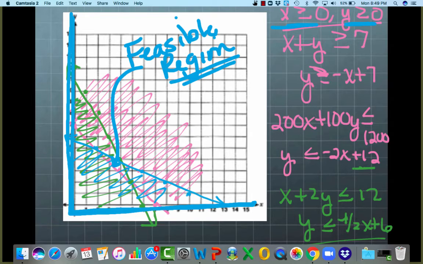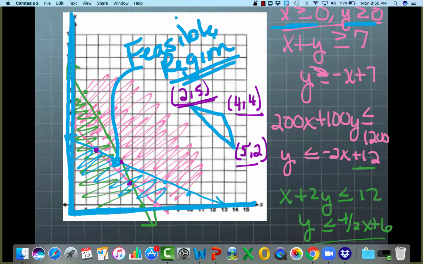I'm going to write the ordered pairs because the vertices are really the important part. Right here's one of the vertices, which is at 2 and 5. So this is the point (2, 5). Then this point is another vertex, and that is at (4, 4). And the last vertex is right here, over at (5, 2). Again, the graphing is really important because I have to have all these points. You'll see in just a minute that these are the points I'm going to use to help me figure out where the maximum or minimum occurs.